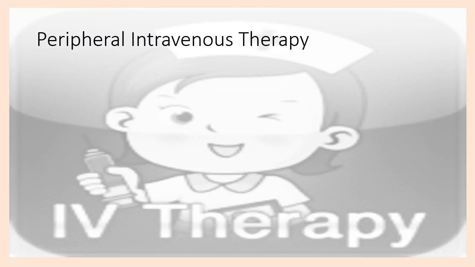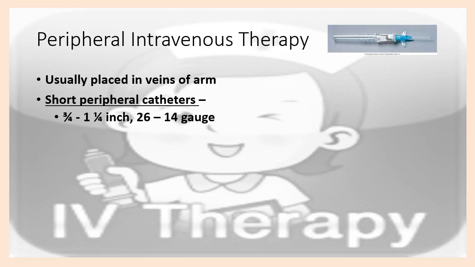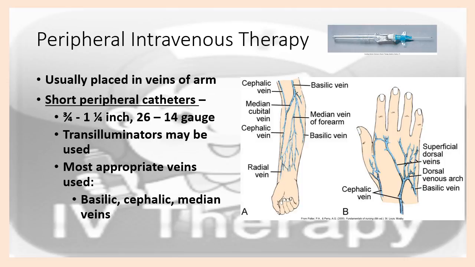Okay, now we're going to discuss the different types of IVs. A peripheral IV therapy is usually placed in the veins of an arm. Catheter sizes range from 3/4 to 1 1/4 inch, and they're usually about a 14 to 26 gauge that are color coded. At times, a transilluminator may be used to locate the vein to insert the IV catheter. The most appropriate veins used are the basilic, the cephalic, and the median veins. Here's an image indicating the common veins utilized for peripheral IV insertions.